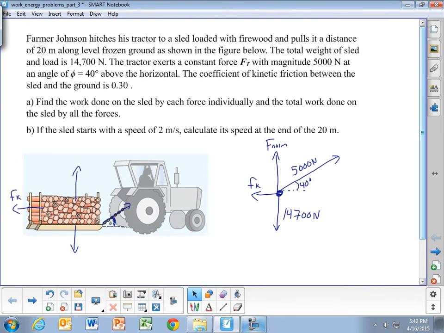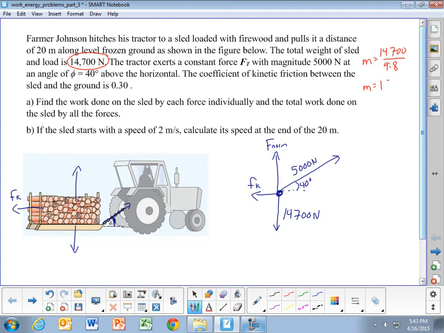Later on I'm going to need this, but if I know the weight of the object, I also know its mass. The mass is 14,700 divided by 9.8. Later when I go to find the speed of the object, I'm going to need this mass. So 14,700 divided by 9.8 gives a mass of 1,500 kilograms. Sometimes you're given the mass of an object and you have to multiply by 9.8 to get the weight. Sometimes you're given the weight and you divide by 9.8 to get the mass.